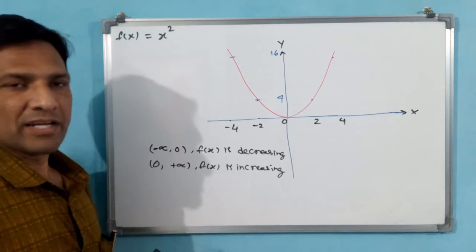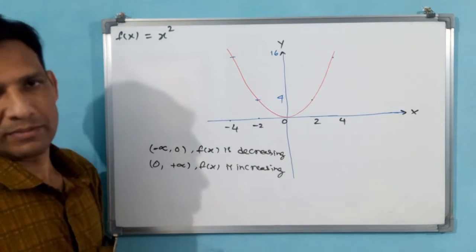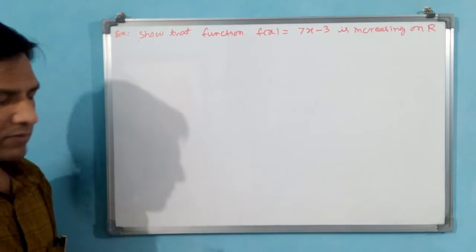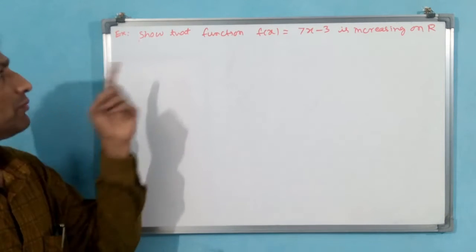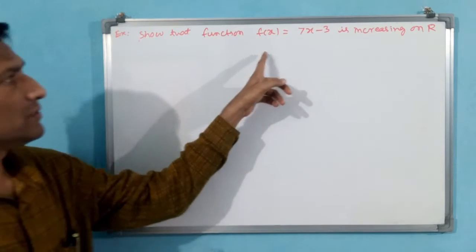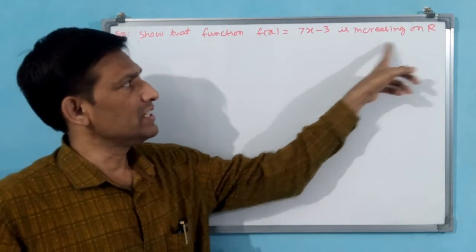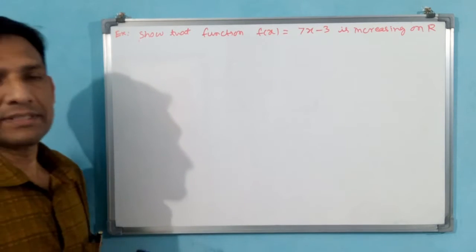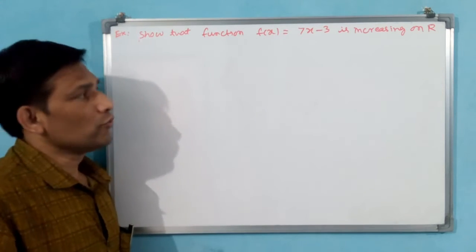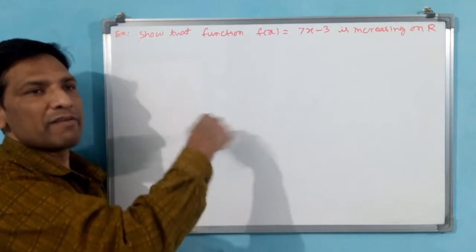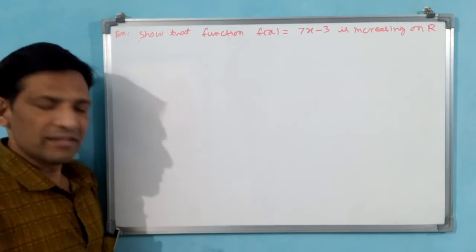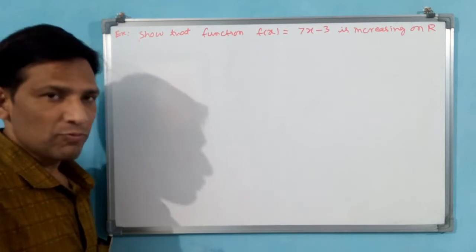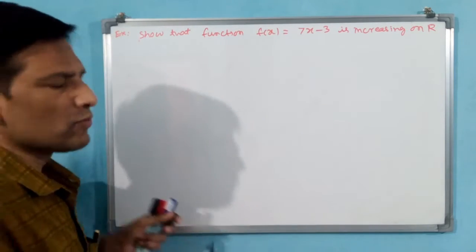Let us go for one example. Afterwards, we will go for another concept. Okay, see this example. First, understand the question. Example: show that the function f of x is equal to 7x minus 3 is increasing on R. How to show this? Do you take all real numbers one by one? Not required. Why? Because we know the theory, how to prove it. Like that only we will prove.